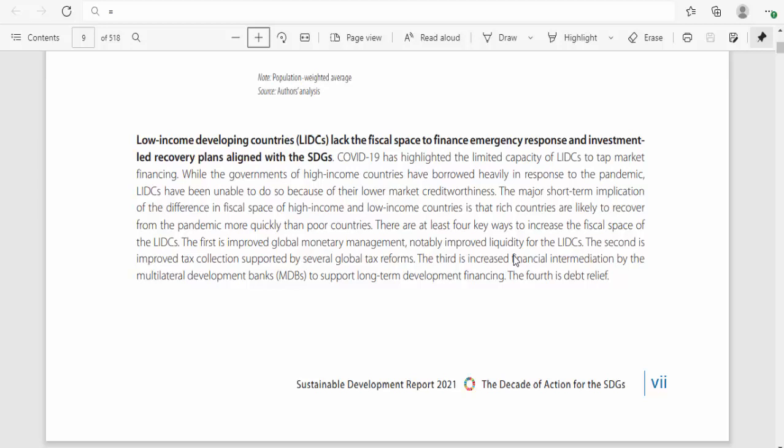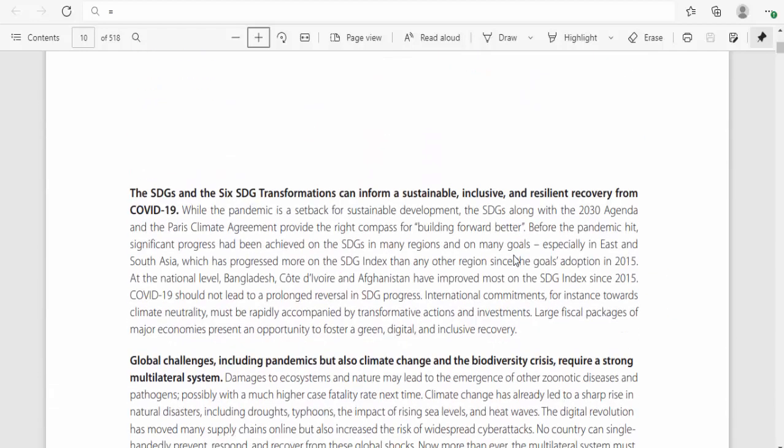Okay, so how does this affect the SDGs? I mean, with a shift in the income to fight this war, this global pandemic, really development is hampered, and now you see unemployment. It all gets back to the same thing. Okay, the SDGs and the six SDG transformations can inform a sustainable, inclusive, and resilient recovery from COVID-19. Okay, let's see what they're saying.